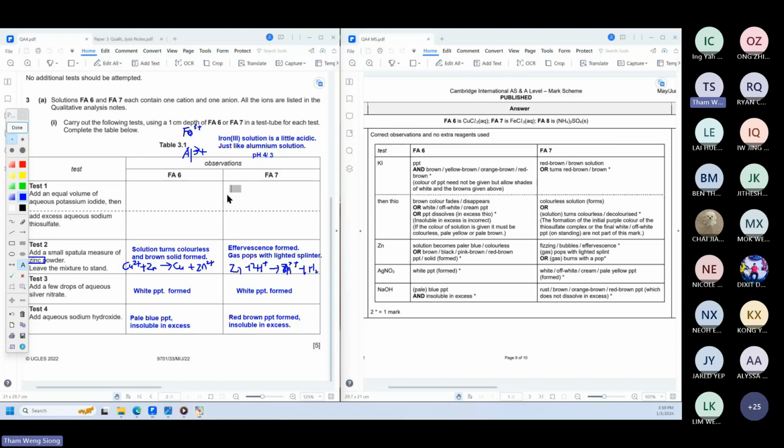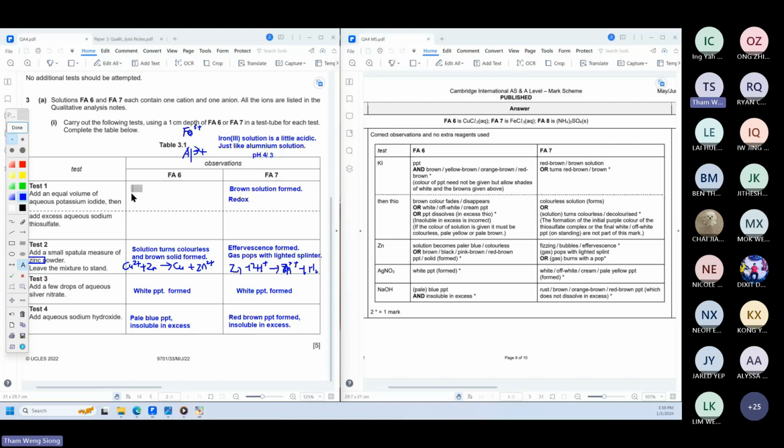This one, a brown solution forms. What do you think is the brown color? I know they never explain this one. This entire test one part, I can honestly tell it's from A2. Especially this part, brown solution forms, right? It is because you have a redox reaction. Never mind, let me write out the observations first.